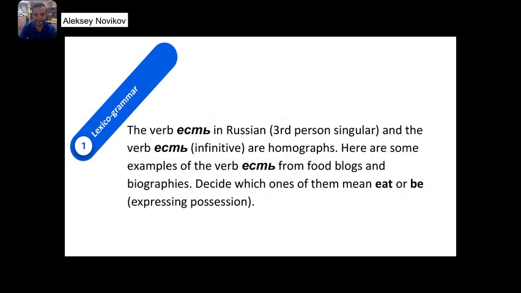So here's an example of a DDL activity prompt that focuses on lexicogrammar. Here, we're dealing with the verb есть in Russian, which can be used to mean to eat or express possession, depending on the context of use.